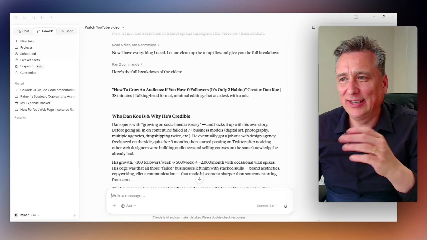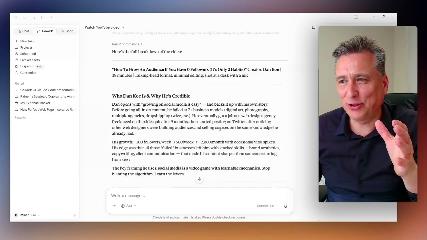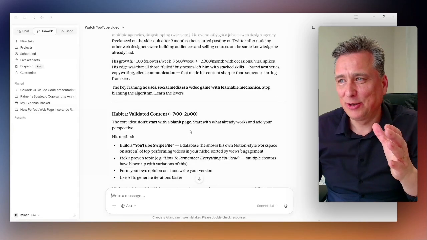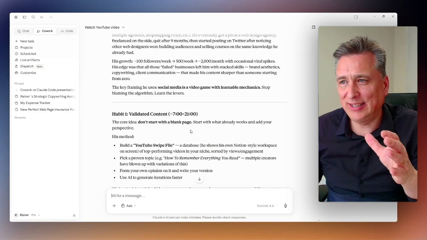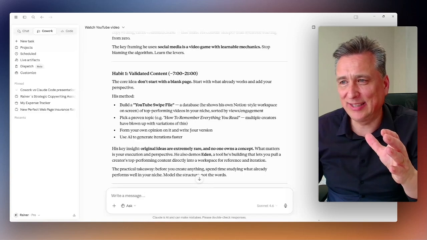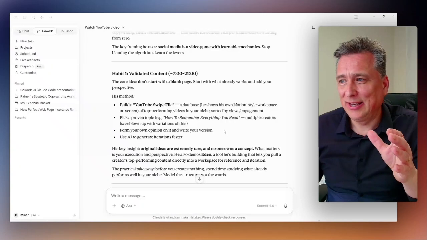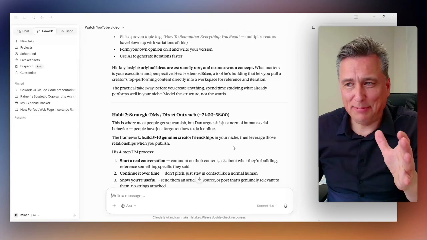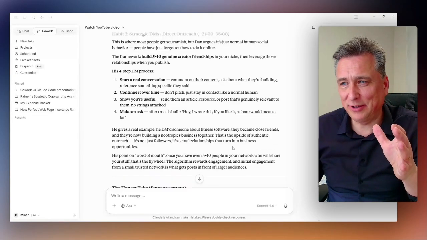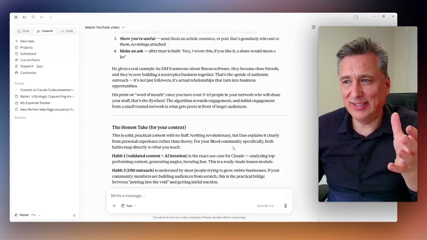That's just crazy. Okay, it opens with growing on social media. It is easy. It backs up his own story. It talks about what he did, the key framing. So it gives me a whole summary of everything: the core idea of the habit, what he explains, his key insight. And also Claude tells me he demos the tool that he's building. It also lists the 2 habits, the 2 strategies he recommends, and then he even gives his honest take, the kind of summary of what he thinks is important.